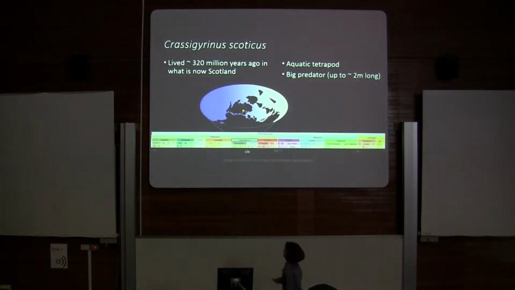So I'm working with Crassigyrinus scoticus, which is a very unusual animal from what is now Scotland. It's about 320 million years old. It was a large aquatic predator about 2 meters long, but it has a very unusual morphology because the ulna was only about this big. So very reduced forelimbs, pretty reduced hind limbs.